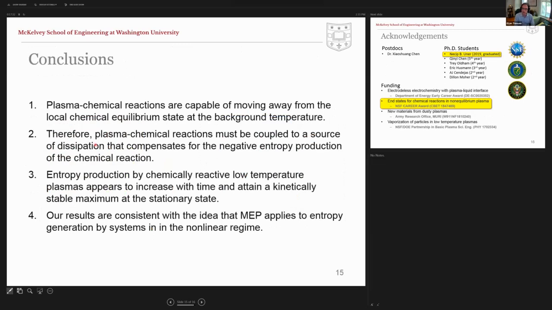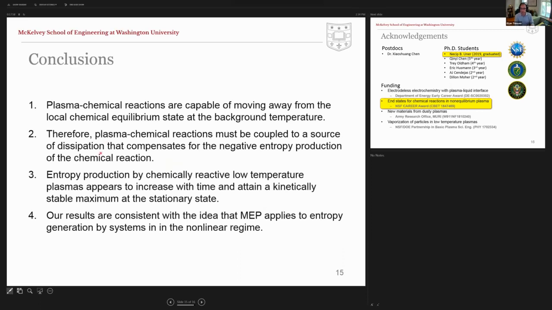Okay, conclusions. The first conclusion is that plasma chemical reactions are capable of moving away from the local chemical equilibrium state at the background temperature. That's unequivocal. The second conclusion, which is derived from the first, is that plasma chemical reactions must be coupled to a source of dissipation that compensates for the negative entropy production of the reaction itself. That's also unequivocal to satisfy the second law.